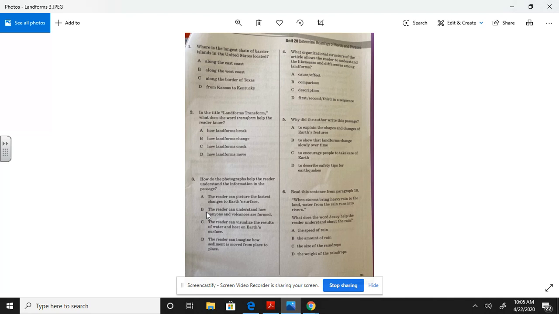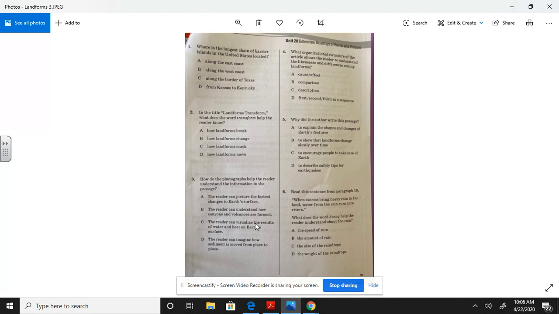Let's read the rest. The reader can visualize the results of water and heat on Earth's surface. Were both of those a visual of the result of what water can do on rock? Yeah, for the Grand Canyon. And the other one visualized the result of what the heat can do on the Earth's surface, create a volcano. And visualize gives me a keyword to let me know yes, because it's showing me.